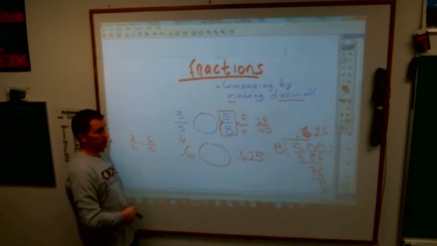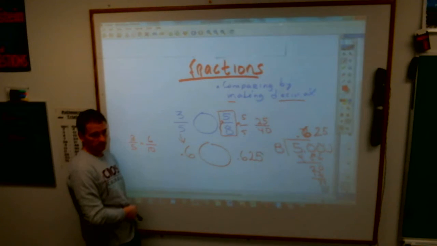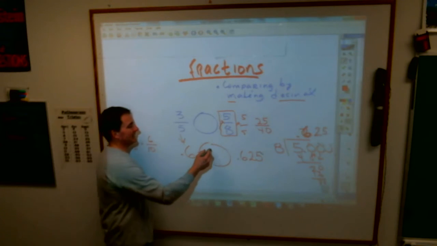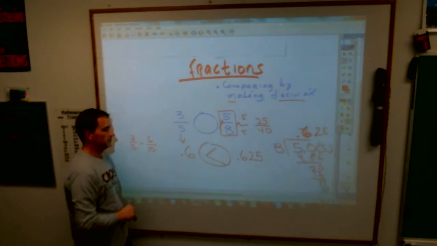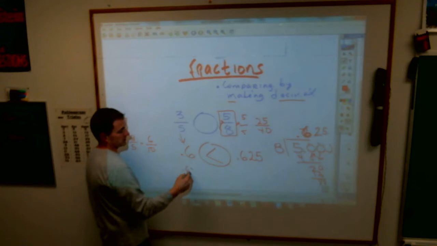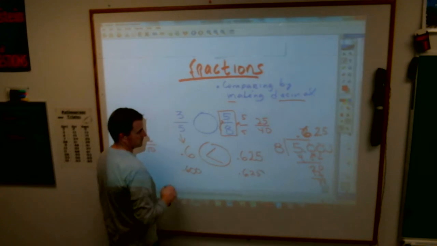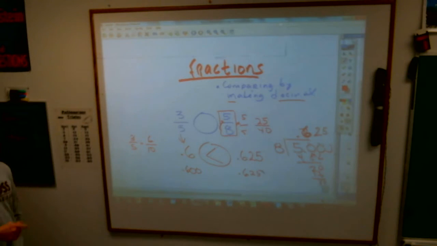Now, once you have that, which one's bigger, 0.6 or 0.625? Carolyn, what's bigger, 0.6 or 0.625? Exactly. Because 0.6 is the same as 0.600. That's 0.625. 625 is bigger than 600 all day long.